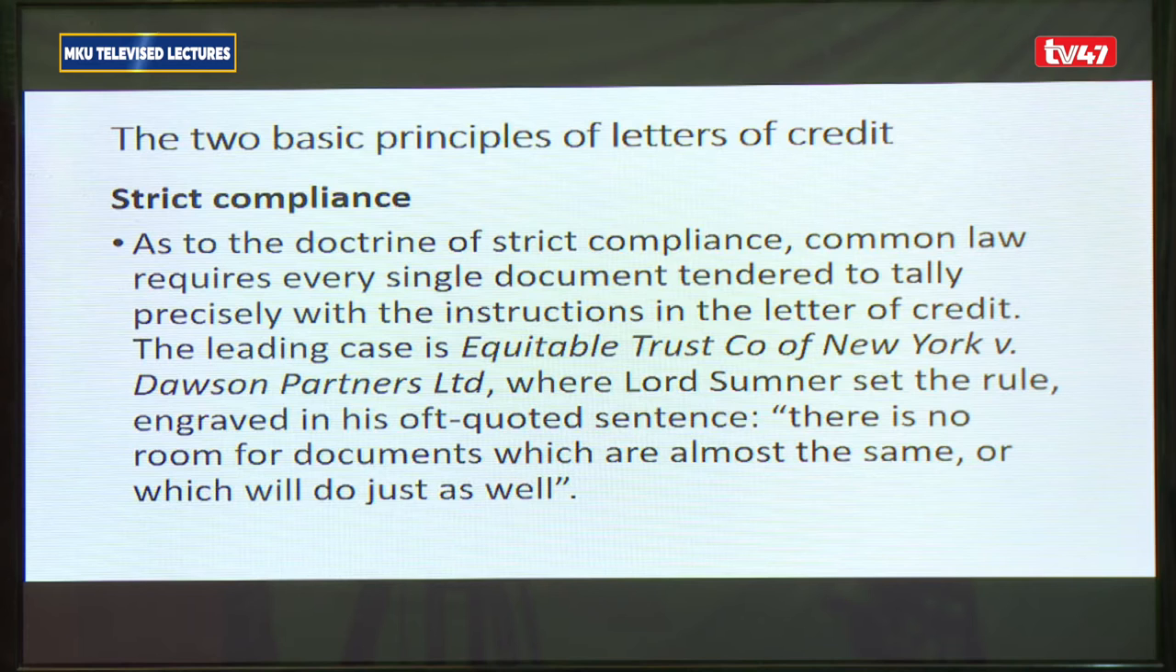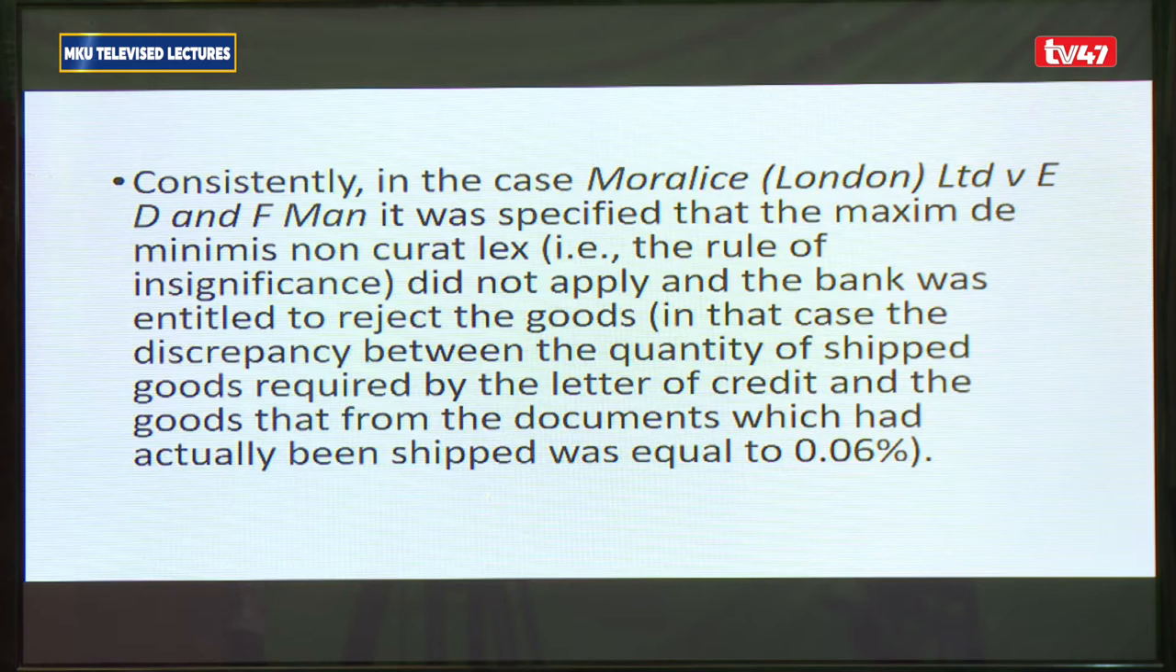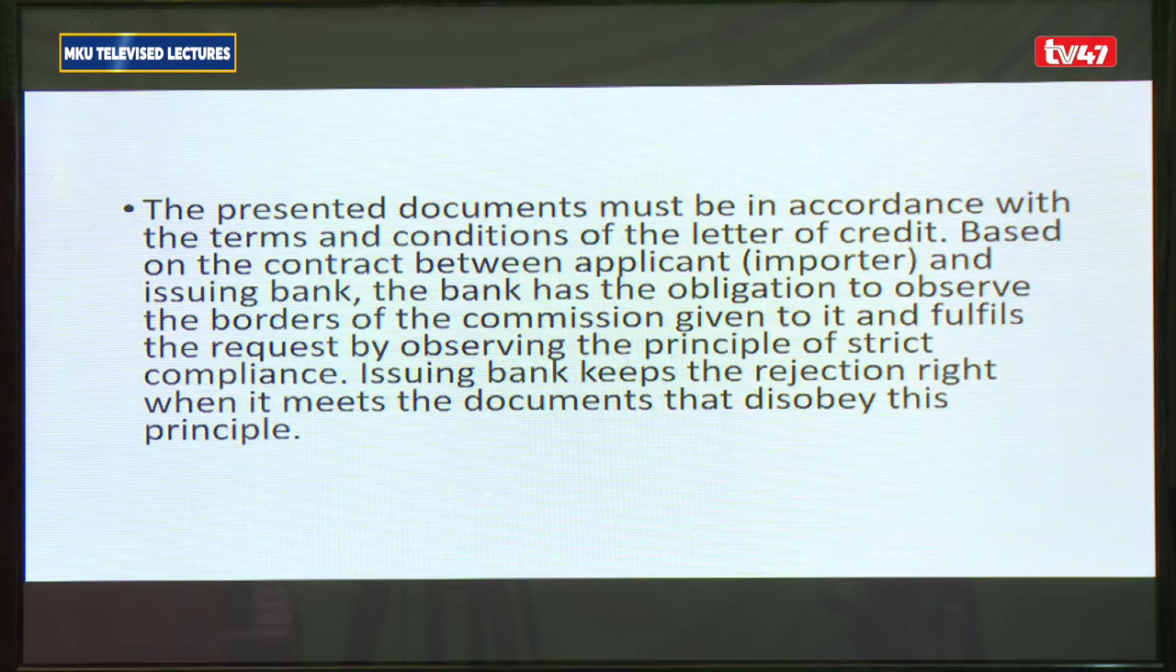Now, there are more cases that had been set. In the case of Morales, we see that the rule of insignificance did not apply and the bank was entitled to reject the goods. In that case, the discrepancy between the quantity of the shipped goods required by the letter of credit and the goods from the documents which had actually been shipped was equal to 0.06%, but the bank was obligated to reject them. Why? Under the doctrine of strict compliance, we need to ensure that at all times we comply 100%. 70% is not good, 85% is not good, neither is 95. It needs to be 100%.